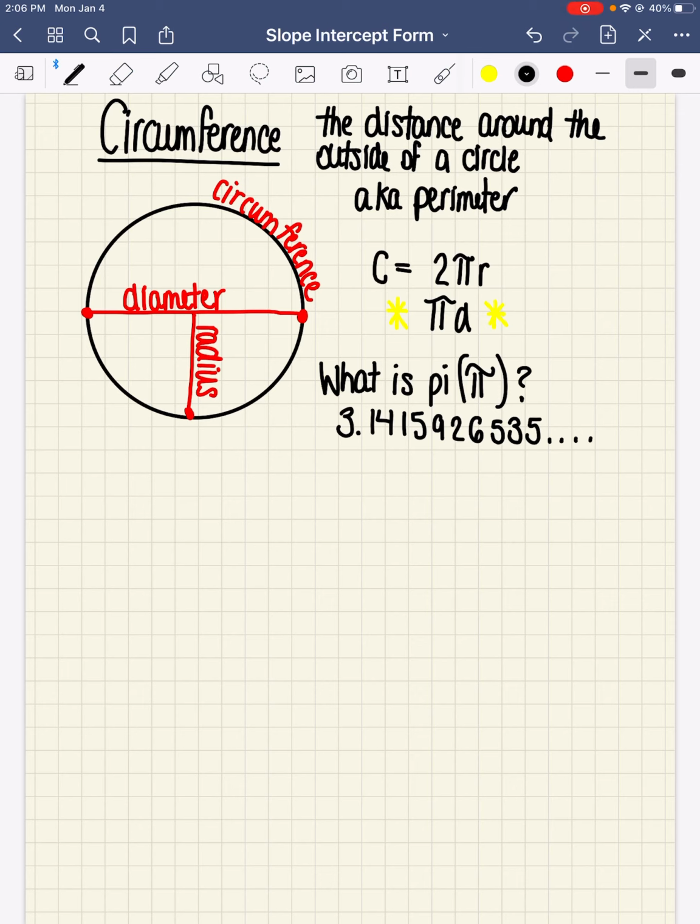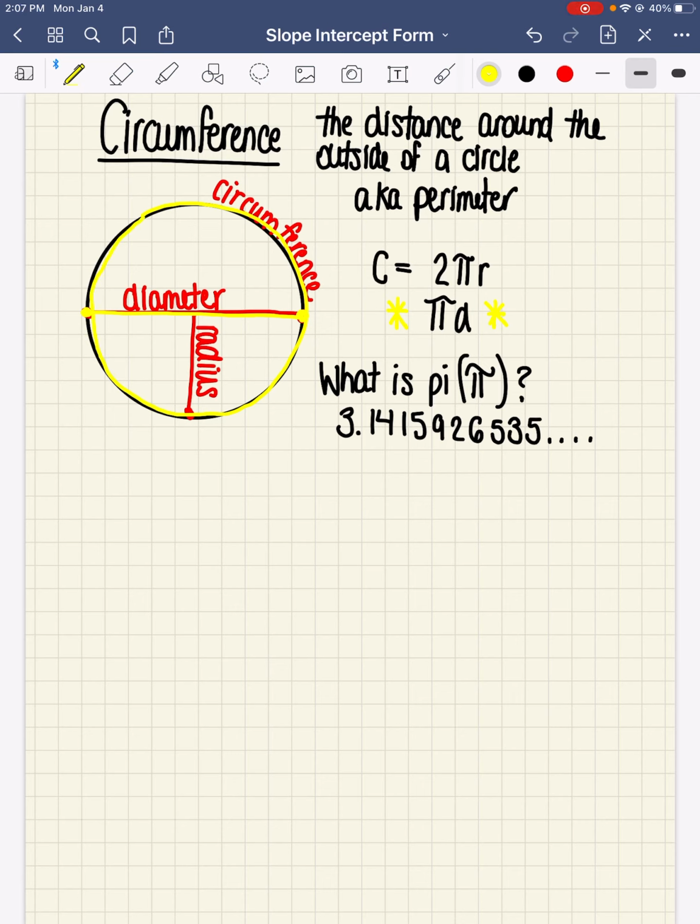Pi is a number that never ends. It's an irrational number that is infinite. It never stops. The actual definition for pi is the ratio of the circumference of a circle to its diameter. So anytime that we know the diameter of a circle, meaning the measure from one outside point through the center to another outside point, we can multiply that number by pi, and we will then be given the measure all the way around the outside of your circle, which is pretty crazy to think about.